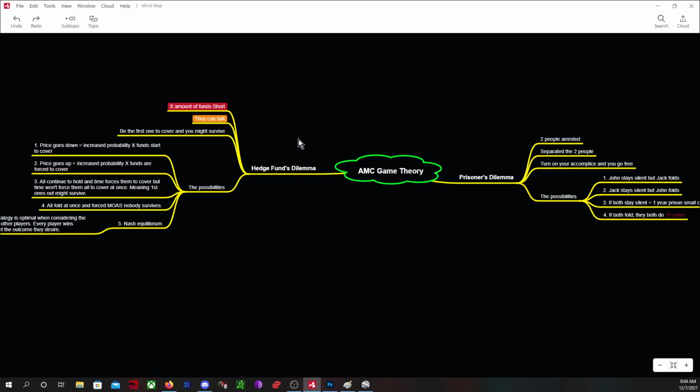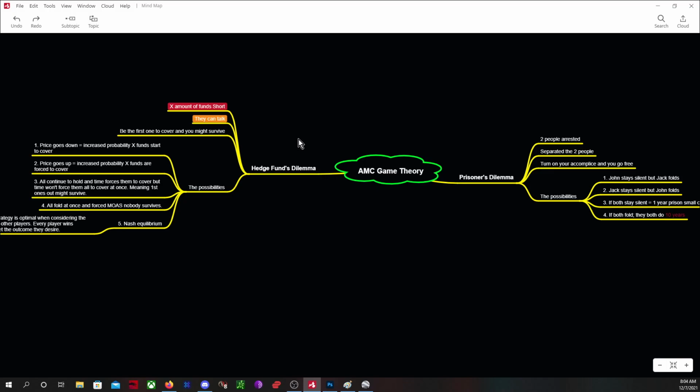And if you're the first one to cover, you might survive, is essentially what this boils down to. So the possibilities are the price goes down, which gives an increased probability that a certain amount of funds will cover, right? As the price goes lower and lower, and it is getting closer to their average short price, their loss has come down. Maybe they can get out at break even, right? Maybe a small profit, right? That's going to increase the likelihood of those funds wanting to exit.